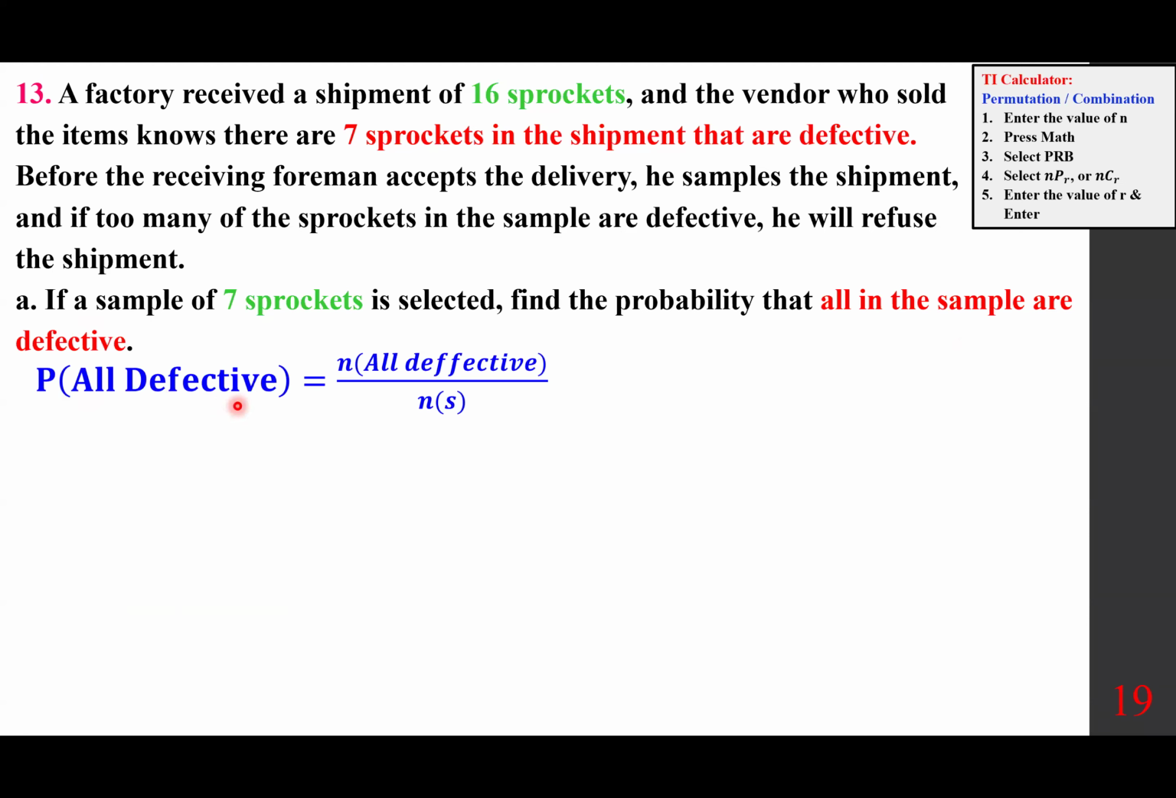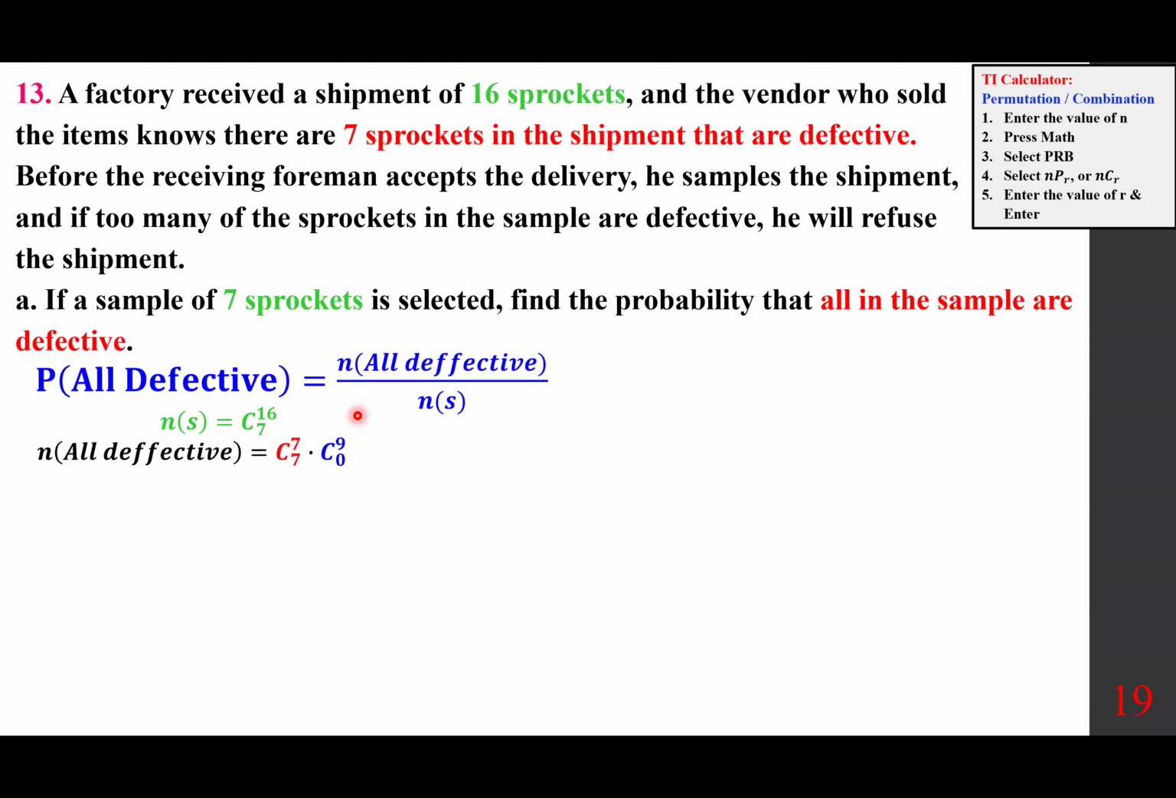Obviously, the probability of all defective is n of all defective over n of s. And as I mentioned, I like to start with my sample space. I want to know what I'm dealing with. In this case, the sample space, we have 16, and we are choosing 7. So combination of 16 choose 7 is the sample space. Now, all defective, that means combination of the 7 that are defective, 7 choose 7. The rest of it, that means 16 minus 7, 9, gives us only 0. So n of all defectives is C(7,7).